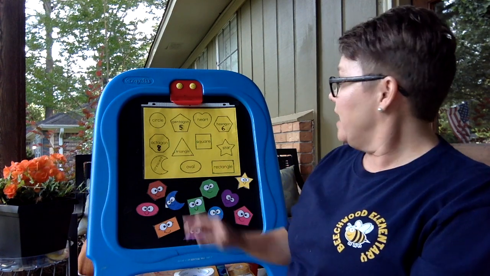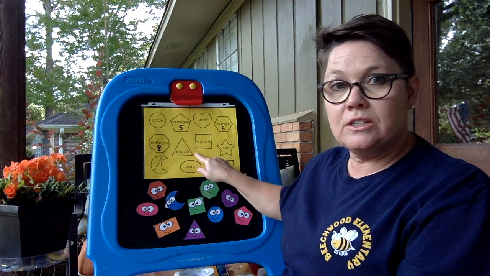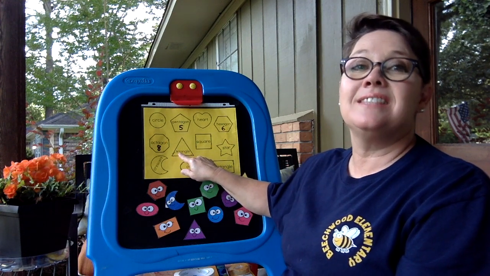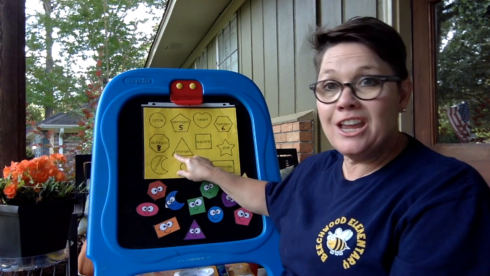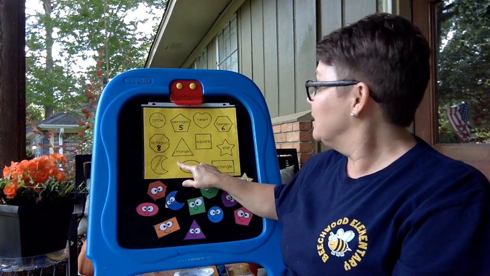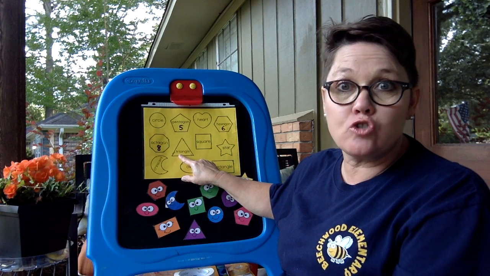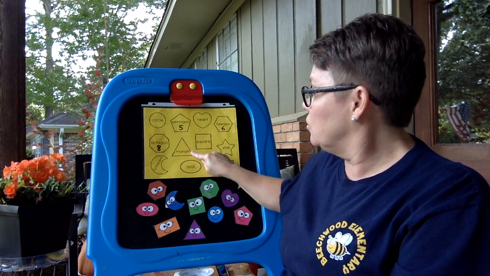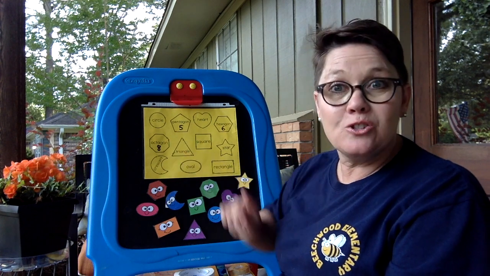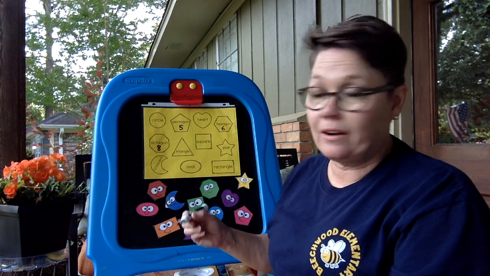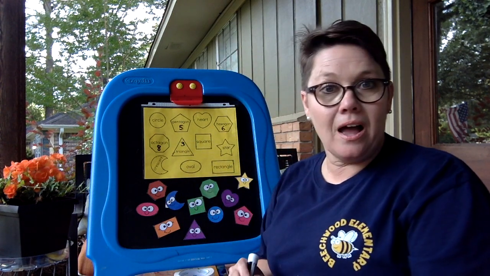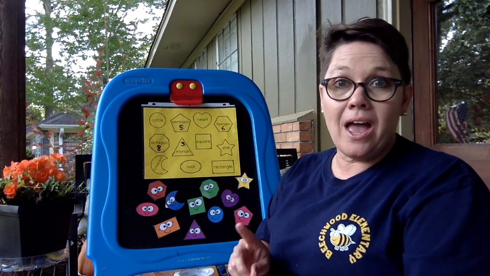All right. Next is what is this one? You're right. This one is the triangle. So let's count the sides of the triangle. You ready? One, two, three. So the triangle has three sides. So let's write that in there. Three sides. Very good.